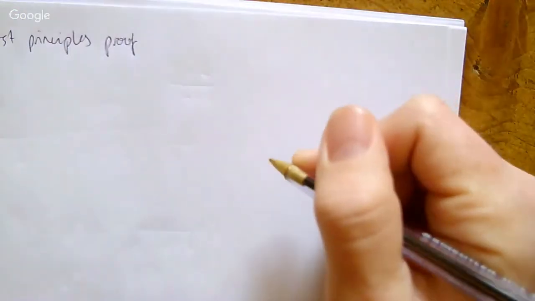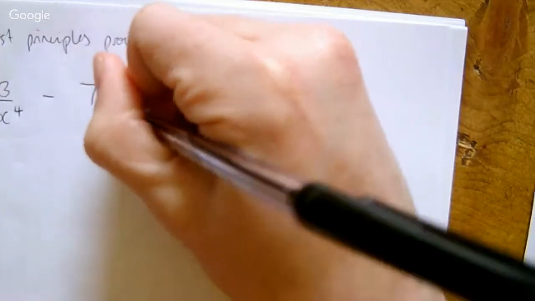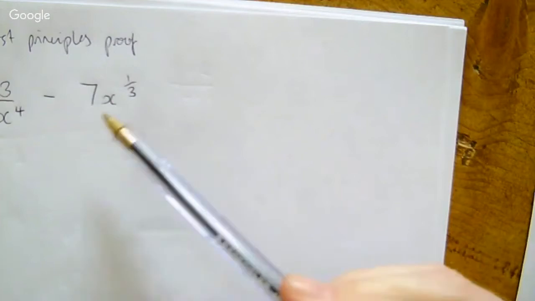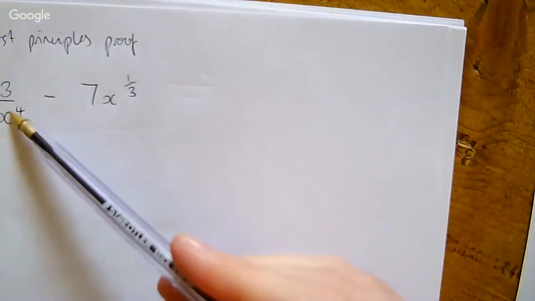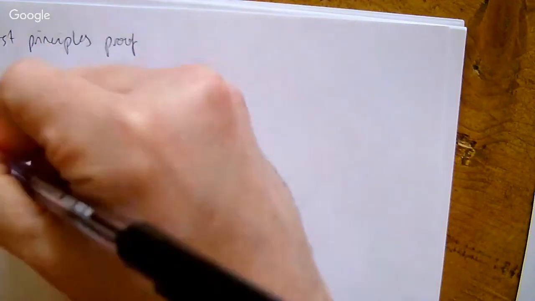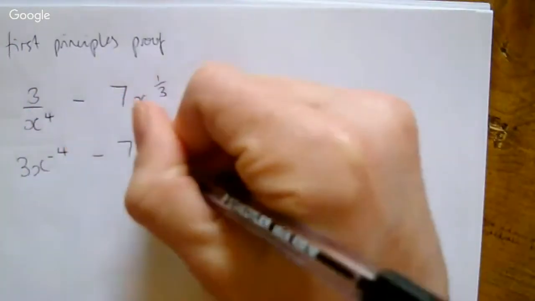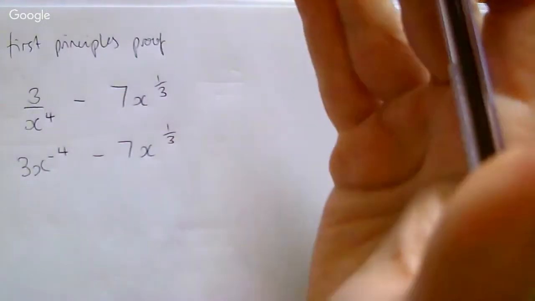It says differentiate 3x to the minus 4, or 3 over x to the 4, minus 7x to the third with respect to x. Now, one of those is very easy to differentiate. One of them is really hard because it's not up on the top. We've got to get that x to the power of 4 up on the top. So to do that, we're going to change it to 3x to the minus 4, and then leave that as 7x to a third. And when we differentiate, we times by the power and reduce the power by 1.